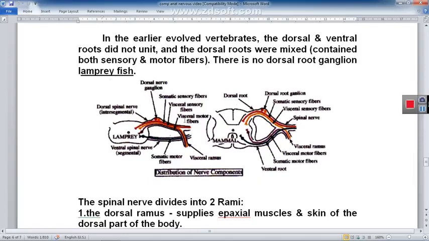And in the lamprey fish, an early evolved vertebrate, you don't even have a dorsal root ganglia. In others, you may have dorsal root ganglia, but the roots are not uniting, just like in human and higher vertebrates.